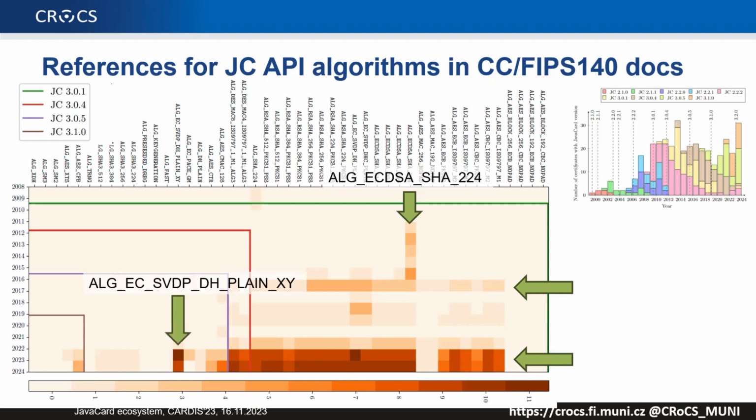Also, the interesting spots are this one and also this one, which is actually Diffie-Hellman with plain output, with both X and Y coordinates of the point. Do you have any guess why this one might be of interest for people, both for, say, proprietary developers as well as open source developers? Go ahead.